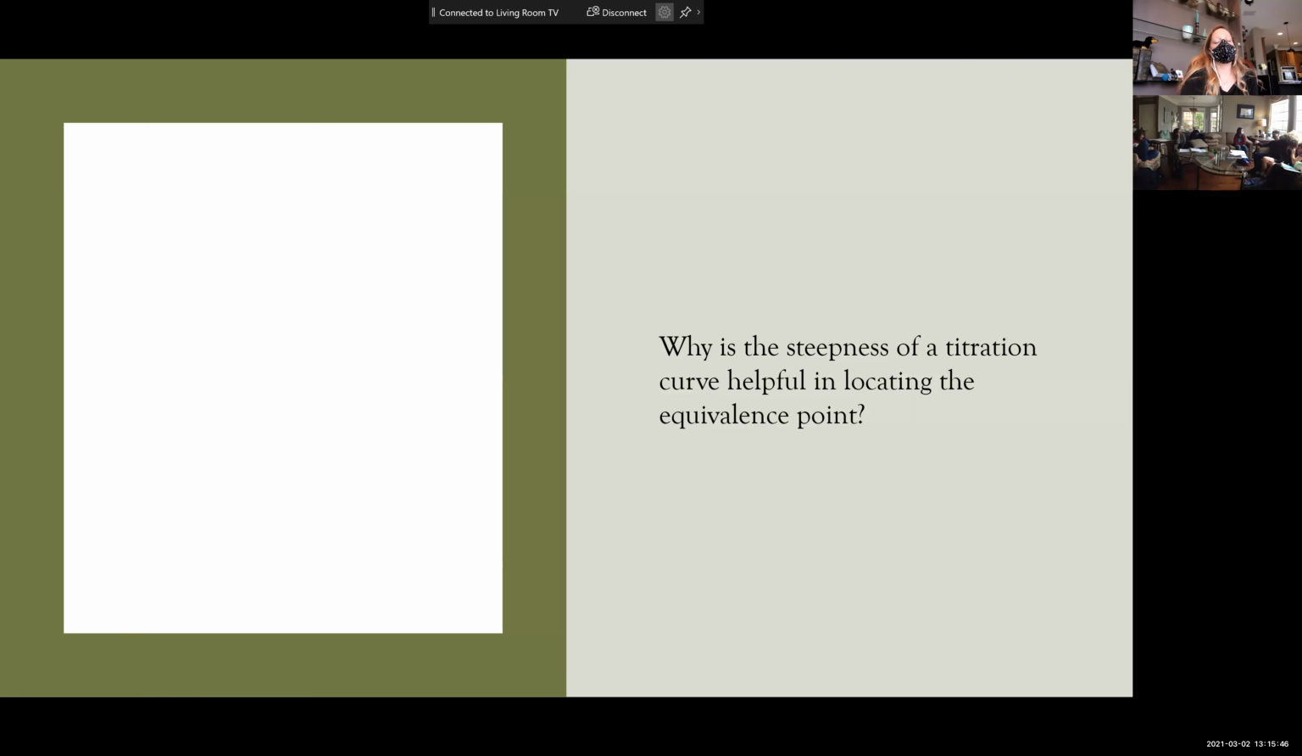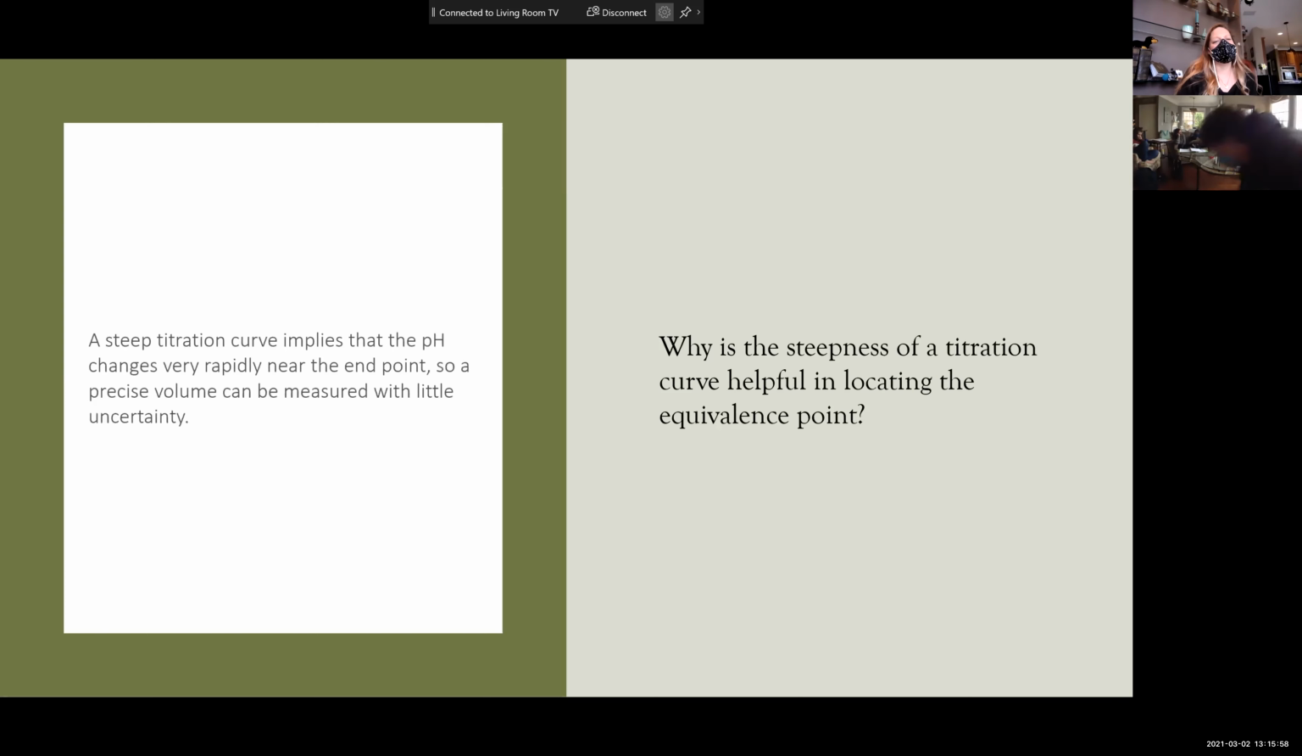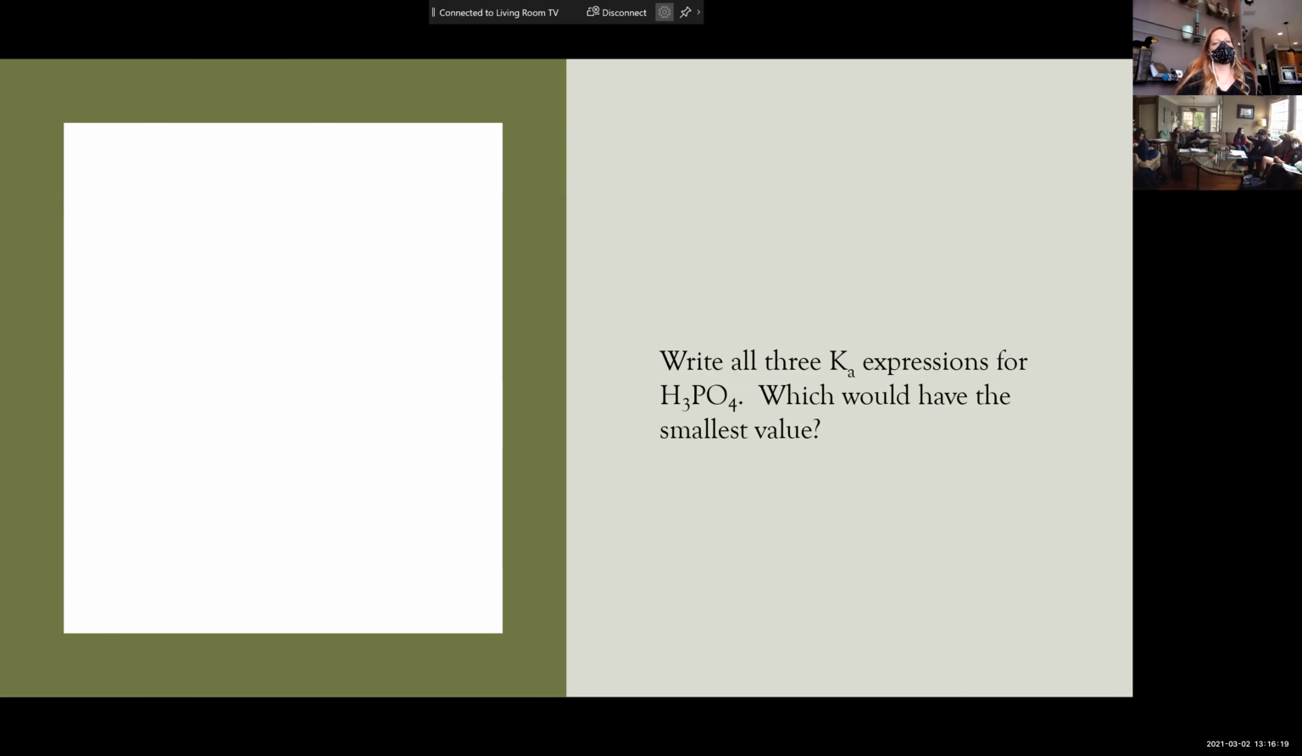All right, this one was in your homework, I believe. Why is the steepness of the titration curve helpful in locating the equivalence point? Michael knows why. Because then you have less flow in between the two, right? The titration curve implies that the pH changes very rapidly near the endpoint, so a precise volume can be measured. Its steepness is helpful because if it were any less steep, you would need a more exact way of measuring. Yeah, okay.